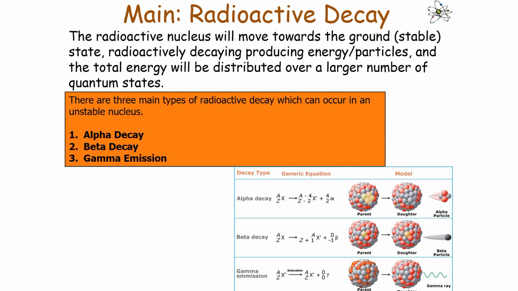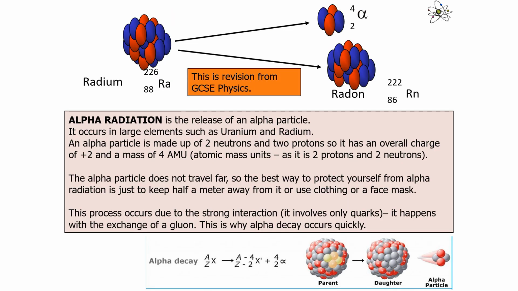So let's consider alpha, beta and gamma emissions, and let's see what their different properties are. So the first one to consider is alpha radiation. Alpha radiation is the release of an alpha particle and occurs in large elements like uranium and radium.